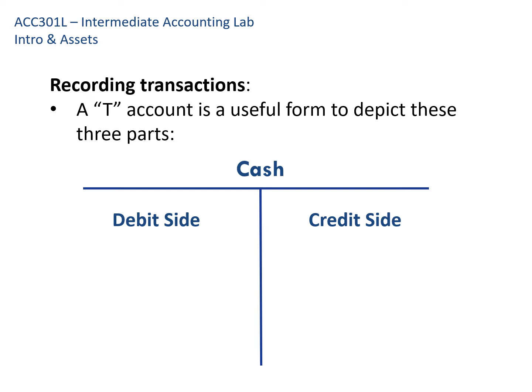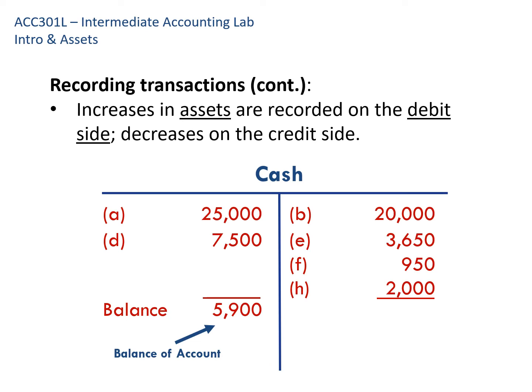At this point, I'm just making the point that the debit is the left side and the credit is the right side. Debit left, credit right, regardless of the type of account we're talking about. In terms of rules of debits and credits, I'll first just explain them and then give you a couple of ways to remember them. First of all, increases in assets are recorded on the debit or left side.